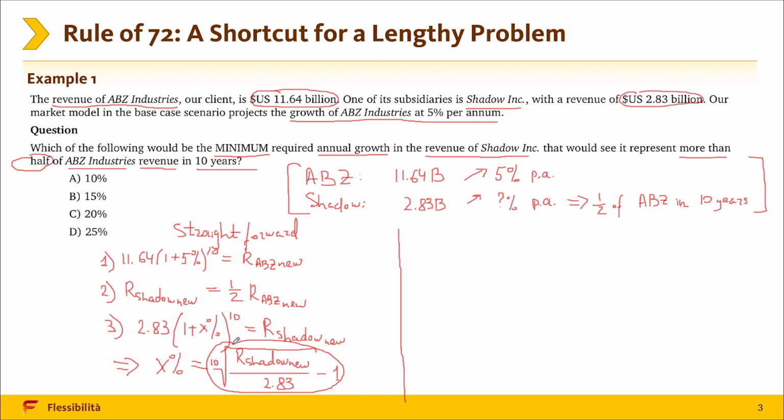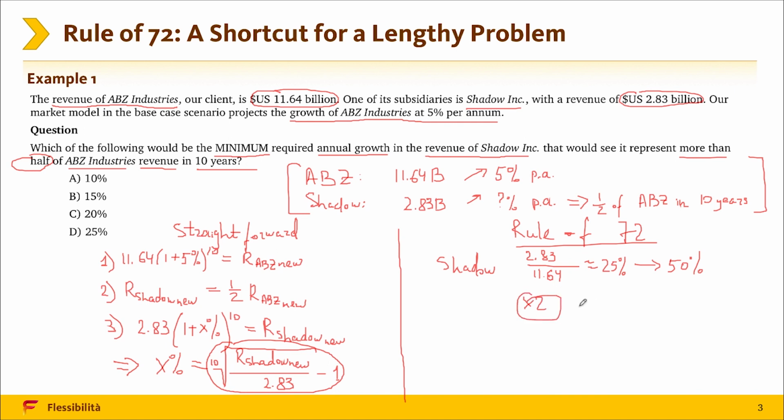But here's another way of tackling the question. It's called the rule of 72. We know that the revenue of Shadow now is about 25% of the revenue of ABZ, right? And we know that this share has to double to 50%. So it has to double in 10 years. That means that we can use the rule of 72, which tells us that (x minus 5) times 10 equals 72, or that x equals 12.2. And our answer is B.